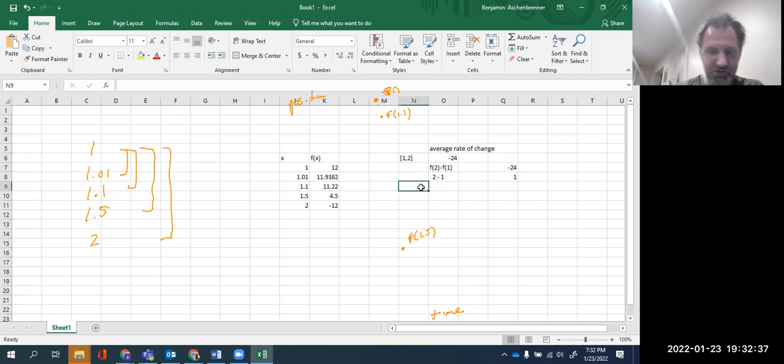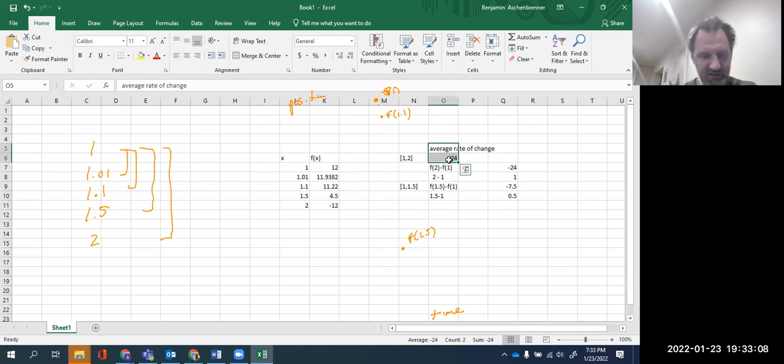The next rate of change, going from 1 to 1.5, is going to be f(1.5) minus f(1) over 1.5 minus 1. So I'm looking at 4.5 minus 12, which is negative 7.5, but I'm dividing it by 0.5. So the end result is that the average rate of change for the next interval is negative 15.